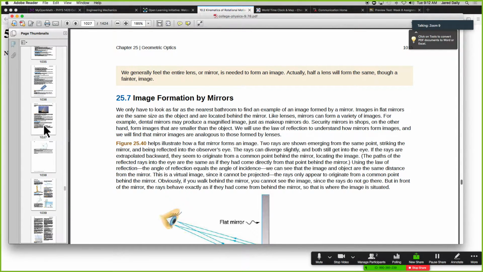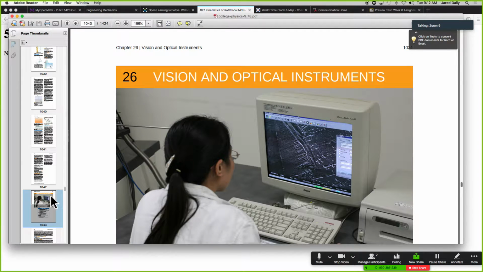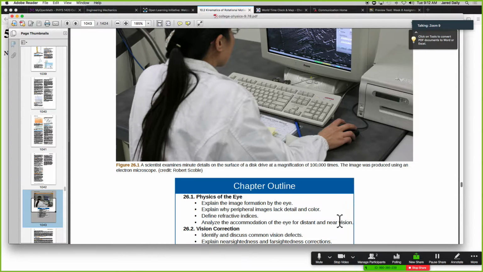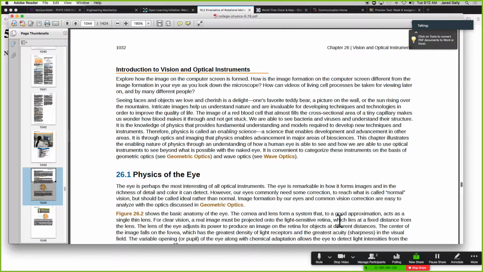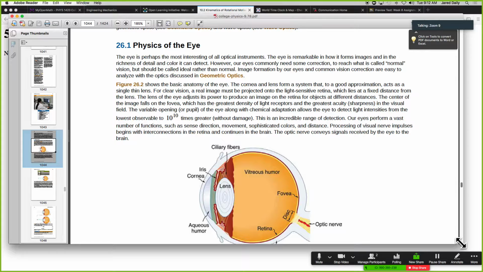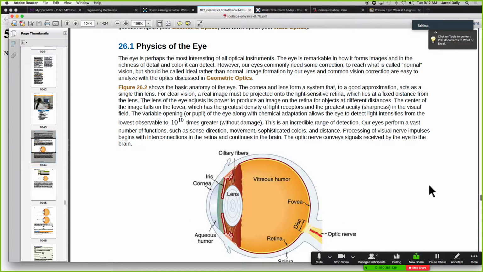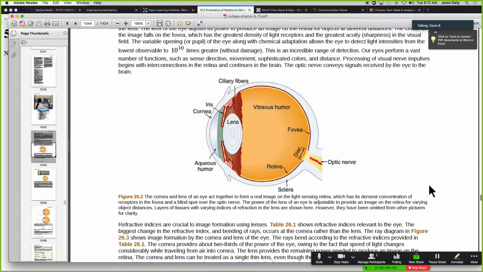In this next chapter, we're essentially going to be using the stuff from chapter 25 to look at some specific applications of optics. And the first one that we look at is the eyeball, right here. And the eyeball is a fairly complex piece of optics.